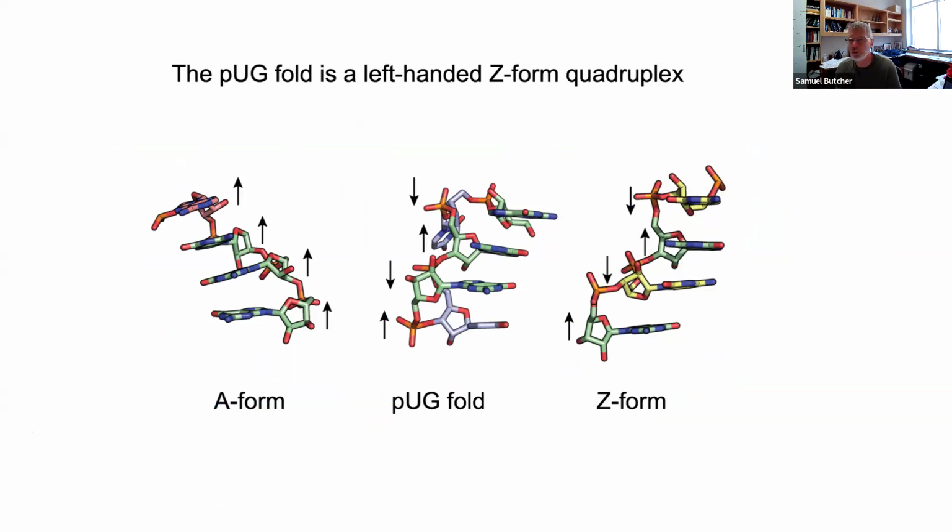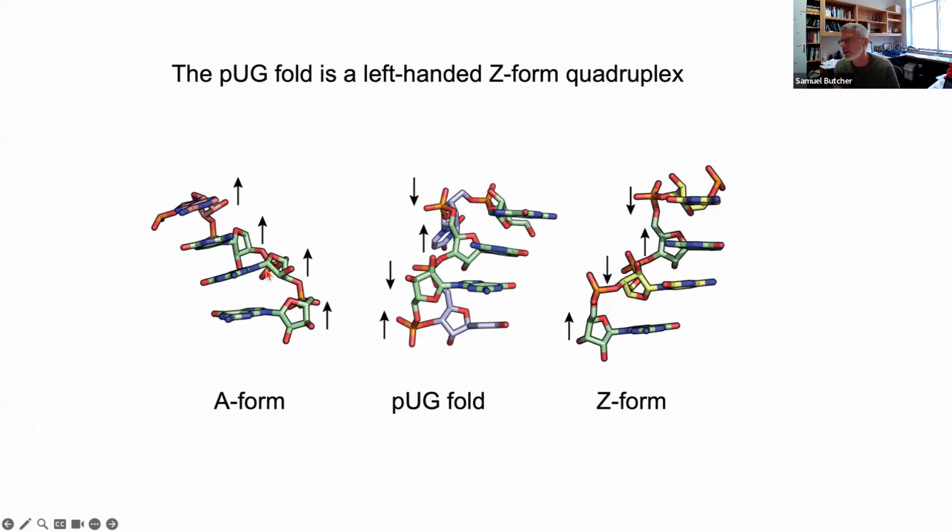This is what we call a Z-form quadruplex. What do I mean by Z-form? Z-form is left-handed, and this Z-form structure here on the right is CG repeats. And it forms a duplex because CGs pair in a stable Watson-Crick fashion. I'm just showing you one strand. But this duplex is going the opposite direction of a normal right-handed duplex. You know how to do this with your right hand.